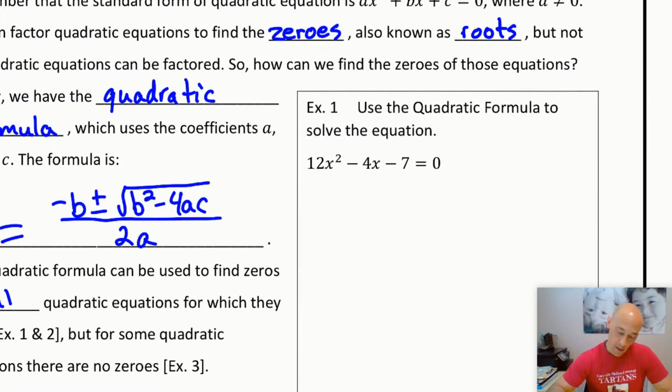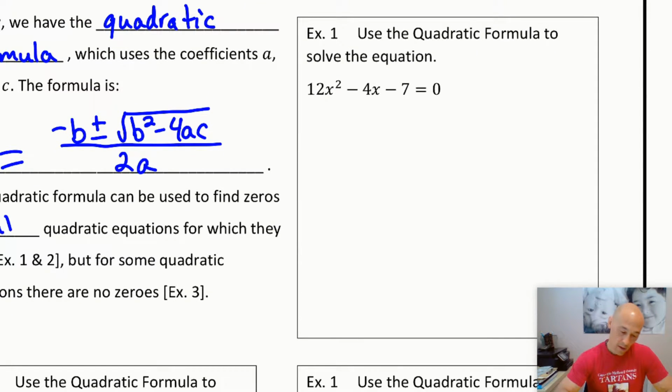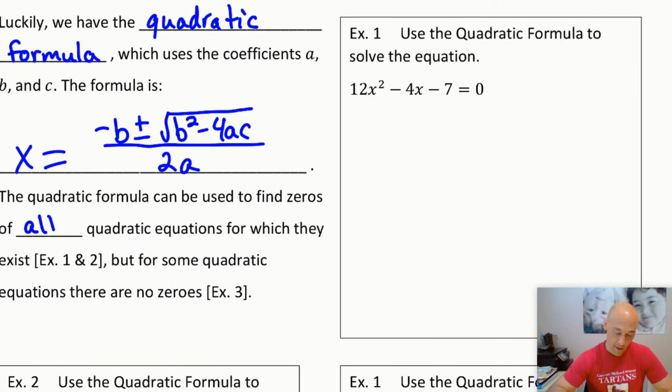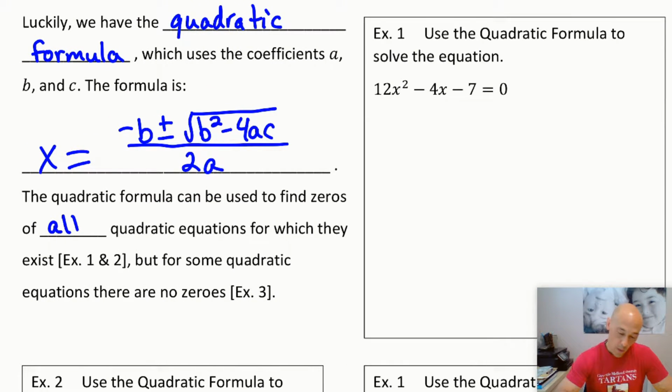I'm going to make sure that we have our quadratic formula visible over here, and I'm going to highlight my a, b, and c. My a is going to be 12. My b is going to be negative 4. And my c is going to be negative 7. Whoops, I need to notice that there's an a there also.